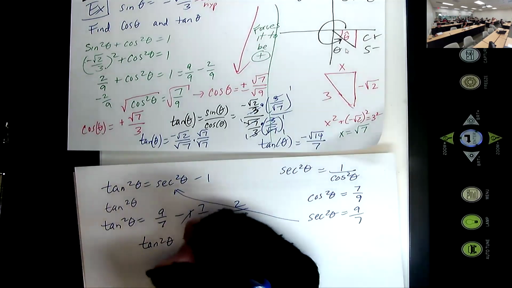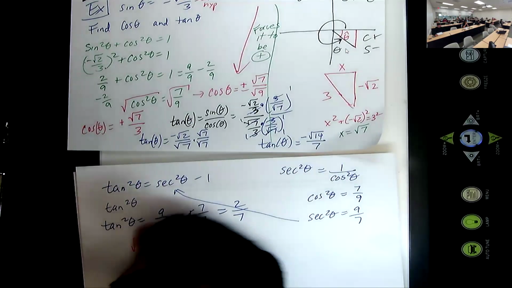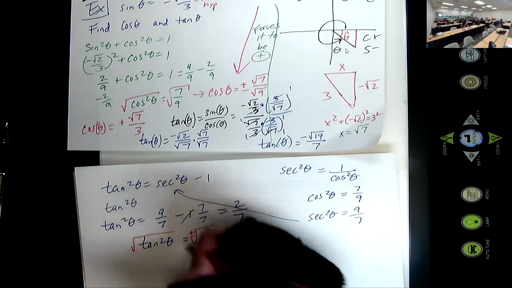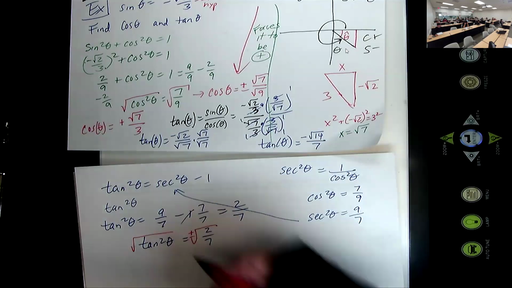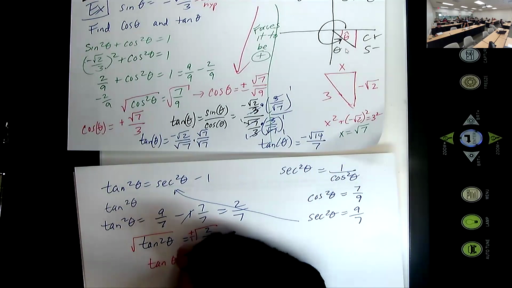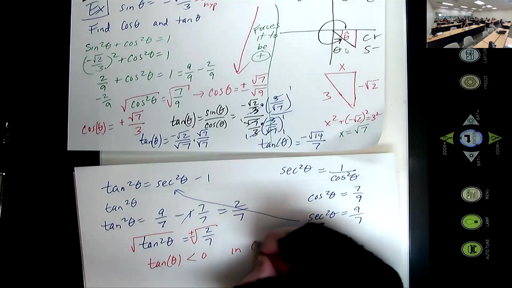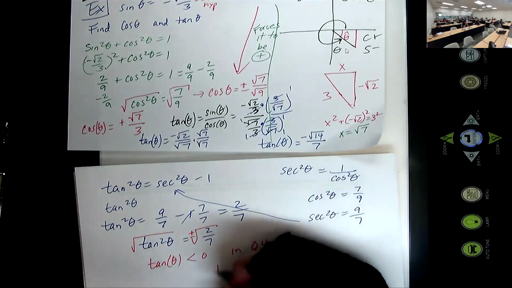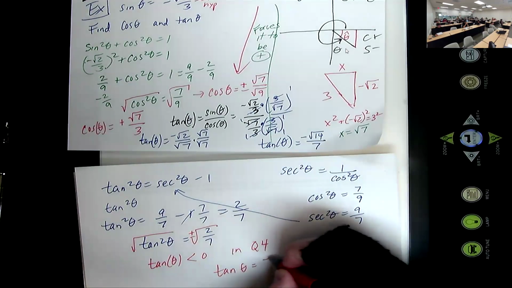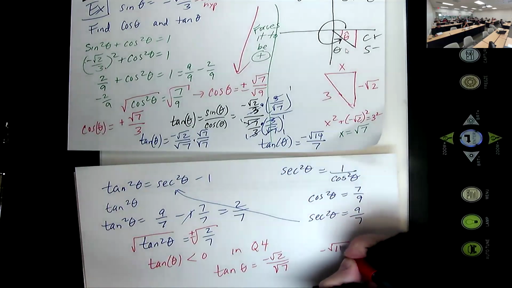And we take the square root again. We don't like the square, so we take the square root, and it's a plus or minus. Tangent is negative in quadrant 4, so we go with the negative version. Tangent theta is negative square root of 2 over square root of 7. And then we rationalized and got negative square root of 14 over 7.